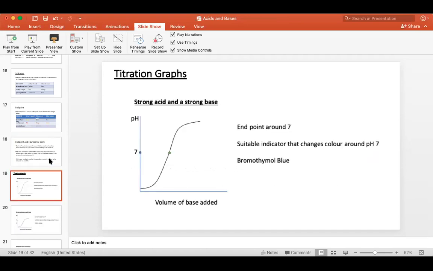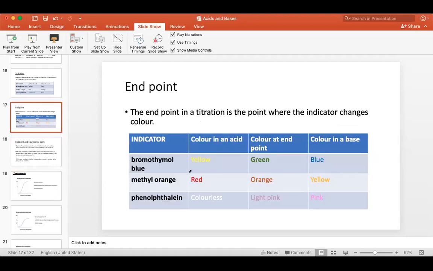Now they haven't yet asked this in the exam, but nothing stops them from asking it, which is how do you draw a graph, a titration graph? So if you titrate a strong acid with a strong base, then your endpoint is around 7, or your equivalence point as well in this case. So the suitable indicator is an indicator that changes color around pH 7. That's why I put it here on the graph. So the best indicator to use will be bromothymol blue, because bromothymol blue will turn green at endpoint.